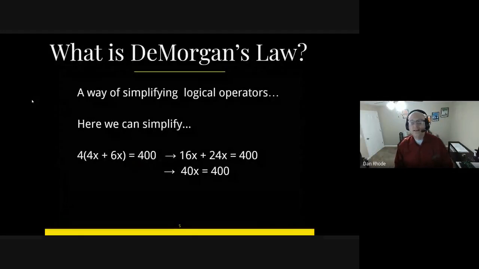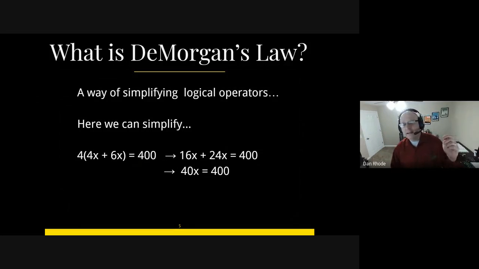All right. So DeMorgan's law is a way of simplifying logical operations. You probably used simplification before in maybe 7th grade, 8th grade, maybe freshman algebra. And for some of you, because you're rock stars, you started algebra in 4th grade in gifted and talented programs. But when we distributed things like 4x and 6x, we took 4 times 4x, getting 16x, and 4 times 6x, getting 24x, and then we added it together.